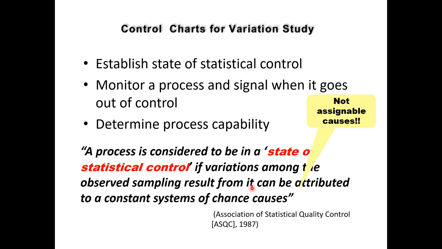Later on, you will see that there are two types of variation. We talked about chance variation just now. There is another type of variation, which is assignable cause variation. So for a process to be in a state of statistical control, there is only the presence of chance variation in the process.